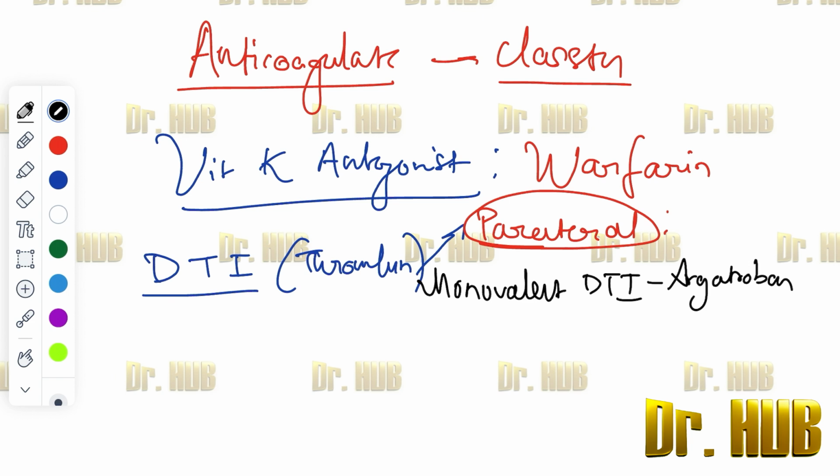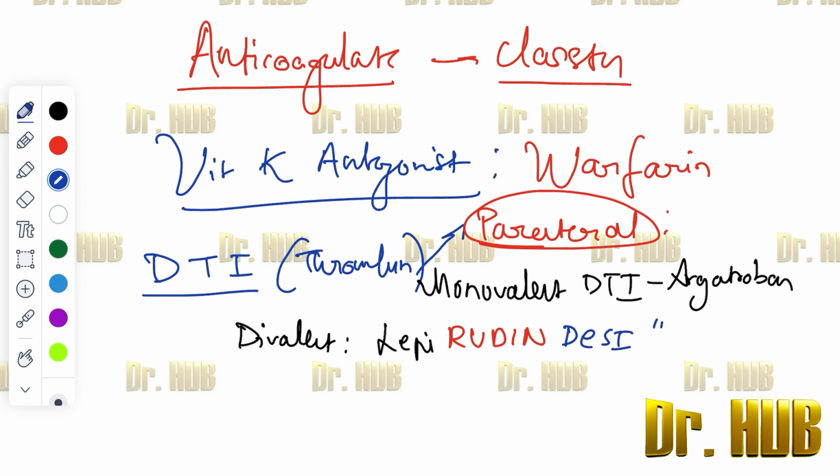Next we move on to the bivalent. Under bivalent, it includes the DTI. Bivalent DTIs are lepirudin, desirudin, as well as bivalirudin. So, lepirudin. Next is desirudin, and the next one being bivalirudin.